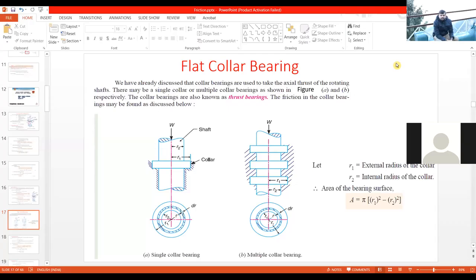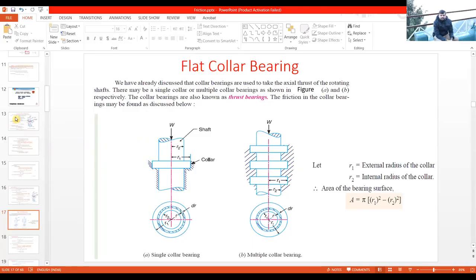As we were discussing the topic of friction. In friction, we have to study majorly under two broad topics. First is the bearing, and second is the clutches. So we started with the bearings, and we saw how the frictional loss is happening in the bearing. So let's quickly discuss what we did in the previous class.